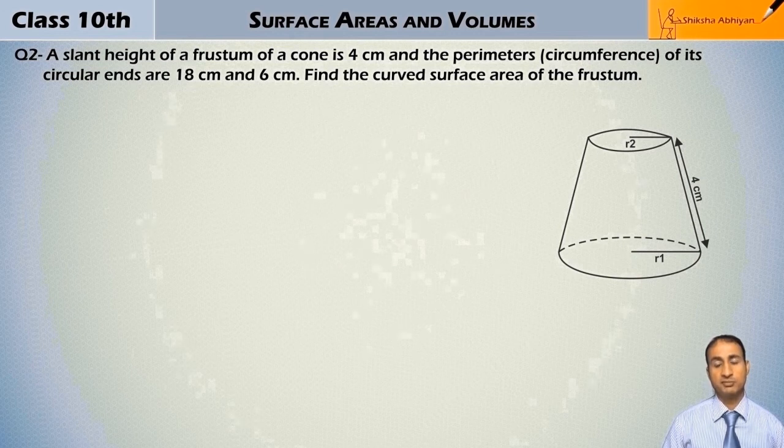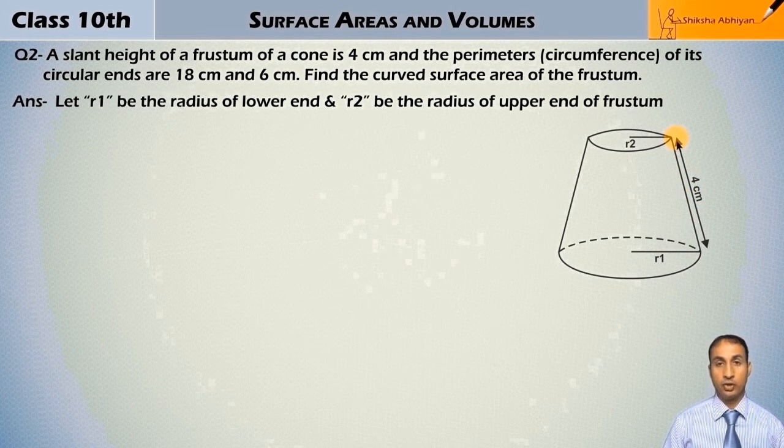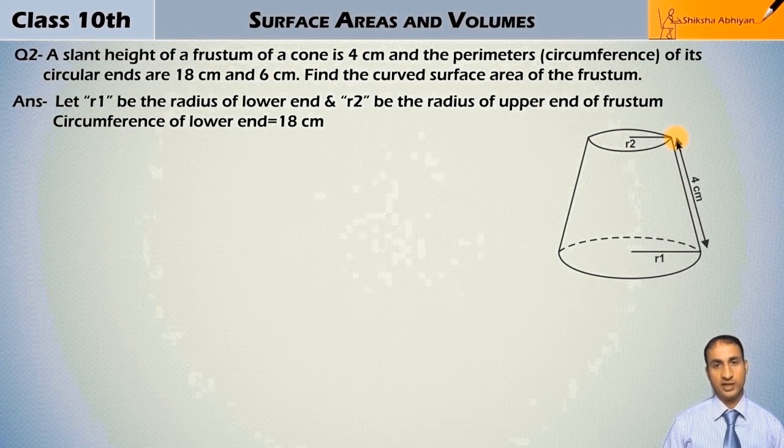Now this is the frustum, and what are its radii? R1 and R2. This is the slant height, 4 centimeter. So let R1 be the radius of the lower end and R2 be the radius of upper end of frustum. So circumference of lower end is equal to 18 centimeter. That is 2 pi R1 is equal to 18.